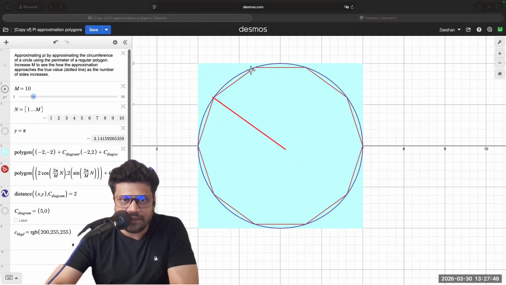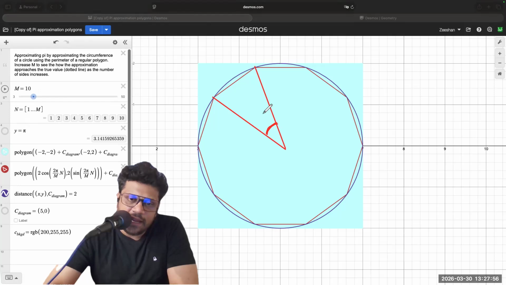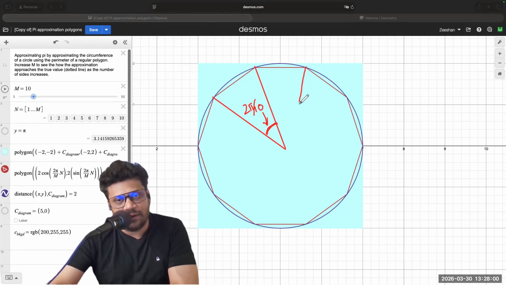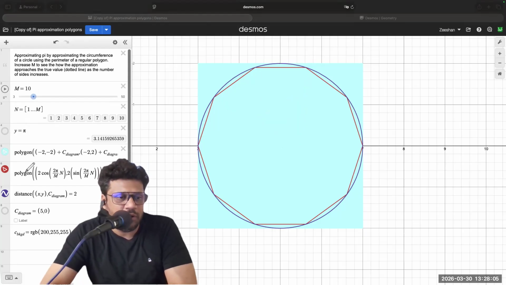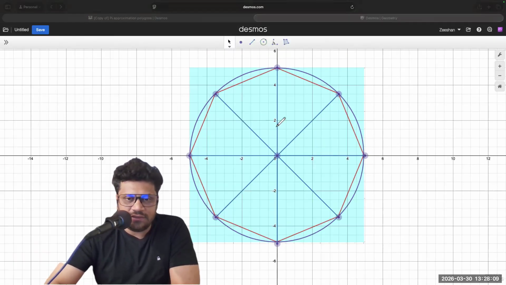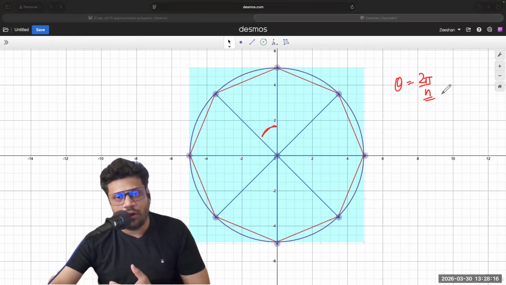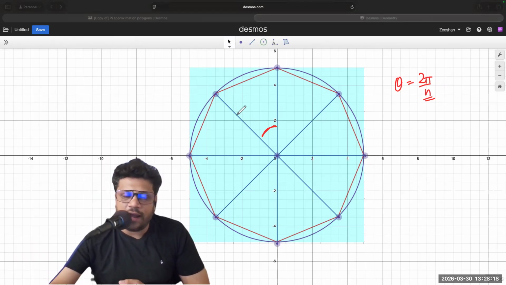So somewhere there would be the center, and somewhere there would be the triangle there. Now this angle is going to be 2 pi divided by 10. This one is also going to be 2 pi divided by 10. What I want you to notice is that the angle of this triangle is supposed to be 2 pi divided by n if there are n sides to this polygon. Okay, let's look at the other details that we know about the circle.